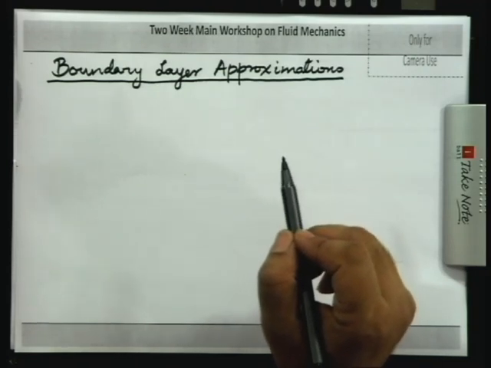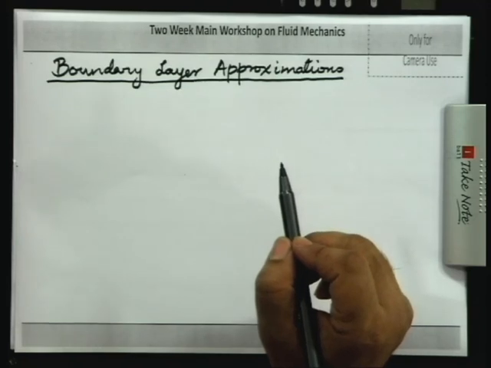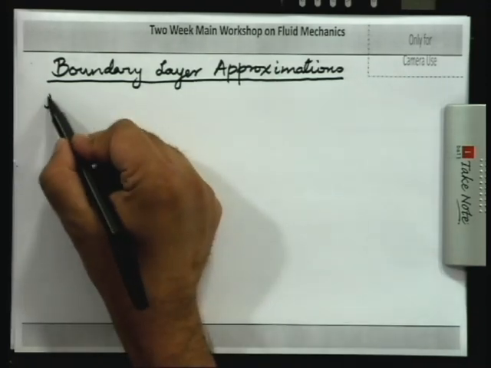Today we will talk about the boundary layer approximations. Now, before we start, I will just recall what we did last time. We used a momentum integral approach.